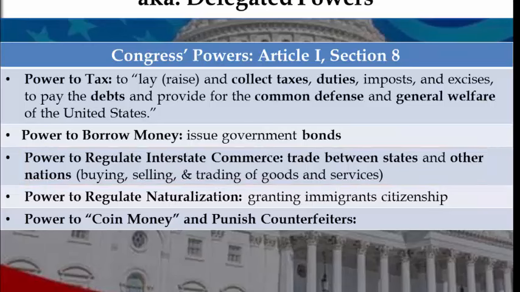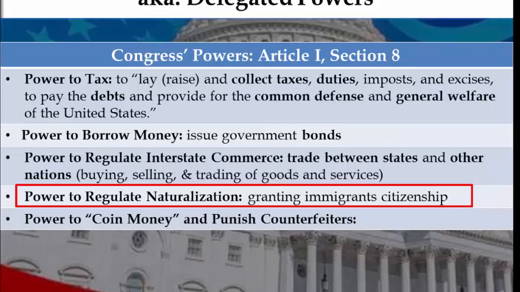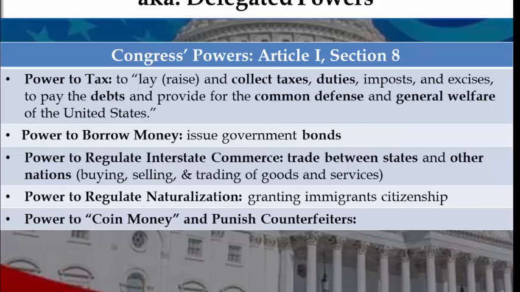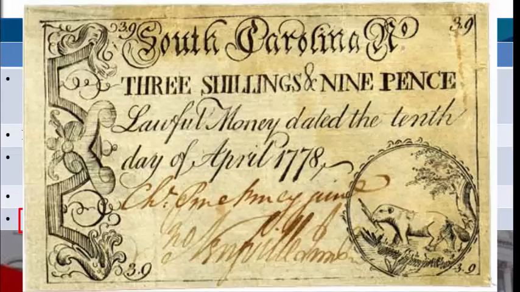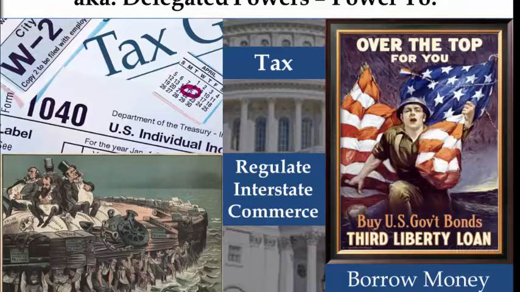Next, we see the power to regulate naturalization. This, again, is how immigrants become U.S. citizens. We see coin money, and we didn't really touch on this in our video for the weaknesses of the Articles of Confederation, but back then, each state was printing their own money, and that made trade extremely complicated. So let's pause and look at these powers.